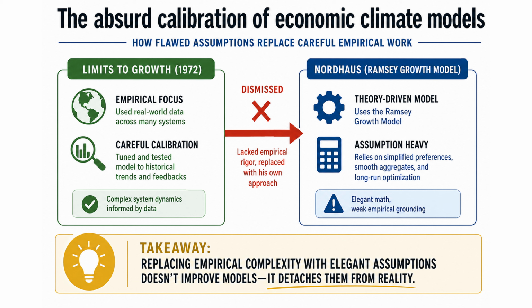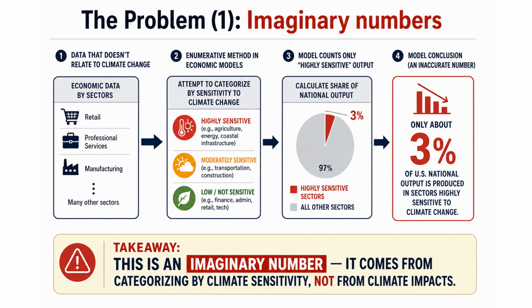Once that is clear, the next step is the problem 1, imaginary numbers, because it develops the next piece of the same argument. Some economic models use data that doesn't relate to climate change, leading to inaccurate conclusions. Put more directly, the enumerative method in economic models attempts to categorize national income by sectors sensitive to climate change. For example, models estimate that only about 3% of U.S. national output is produced in sectors highly sensitive to climate change. What this example shows is that many sectors may not be directly impacted by climate change, which can mislead policymakers about the urgency of action. Understanding these limitations helps refine economic models for better climate policy formulation.